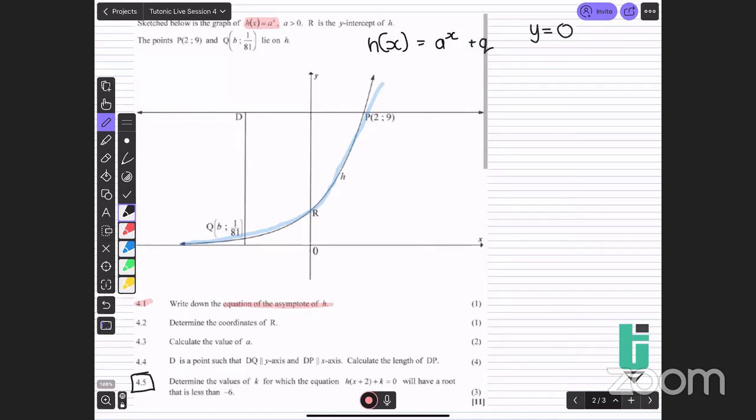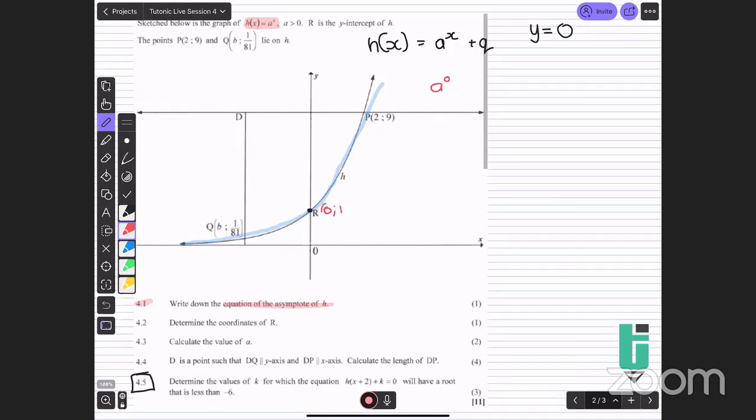Then the coordinates of R. What is R in this graph? It's the y-intercept, right? So how do we find the y-intercept? Make x equal to 0. And therefore, what is the y-intercept? If you make x equals 0, it's a to the power of naught, which is 1.